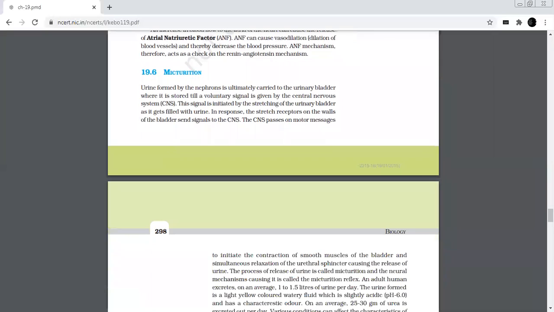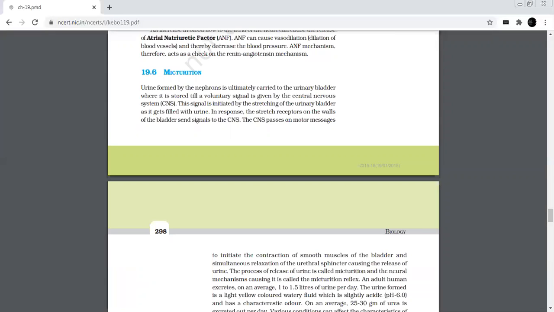Let us come to micturition. Urine is produced and drained continuously by the nephrons into the renal pelvis. From here, it is carried down to the ureter and then into the urinary bladder. The bladder serves to store the urine temporarily till a voluntary signal is given by the central nervous system.